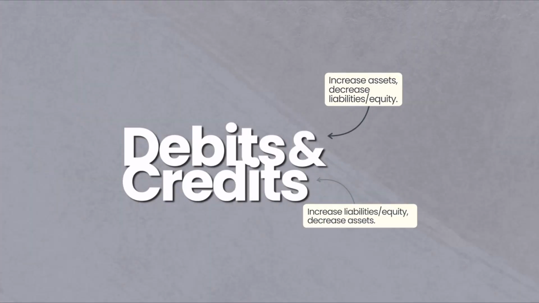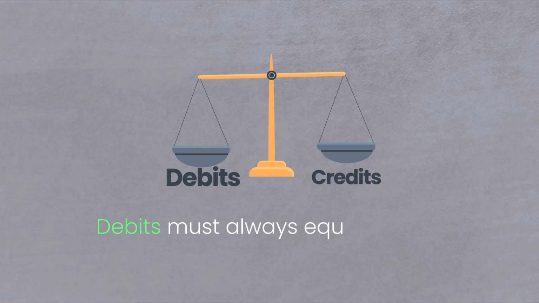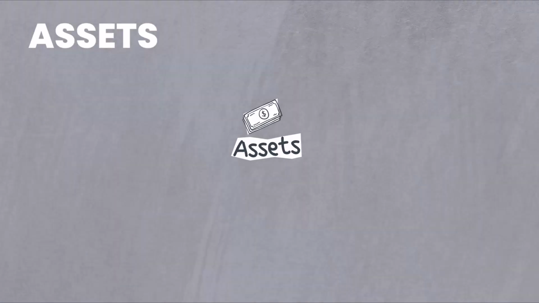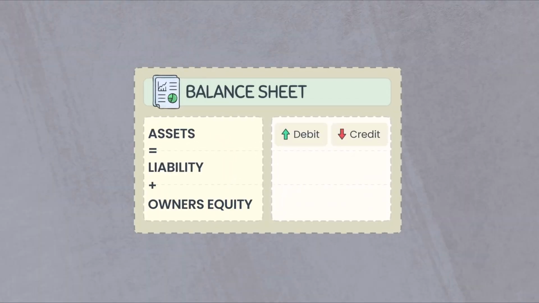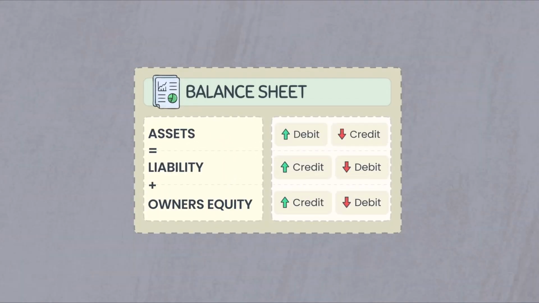They are denoted via debits and credits and must always match one another. Assets go up with a debit and down with a credit, while liabilities and owner's equity go up with a credit and down with a debit.